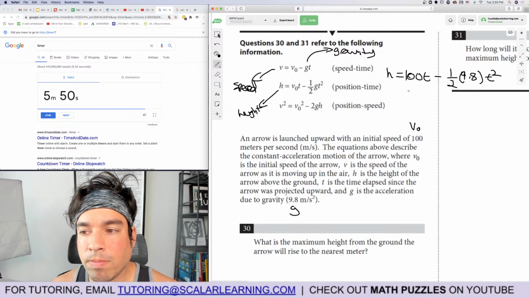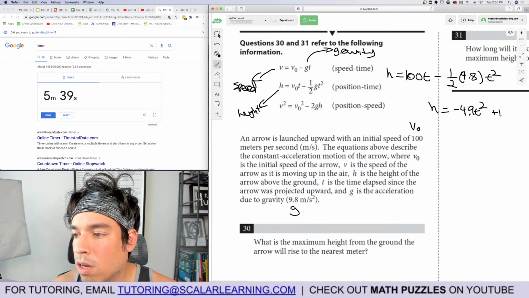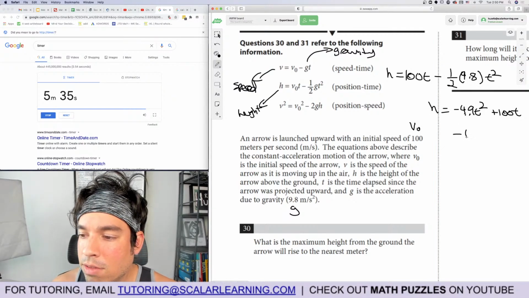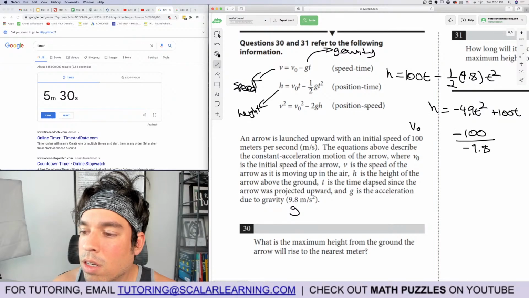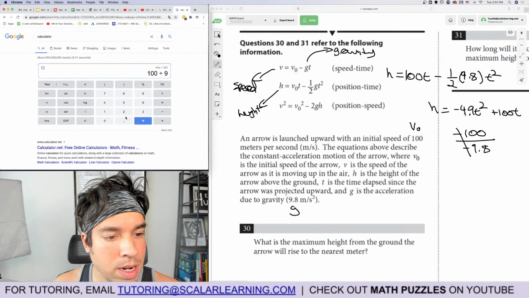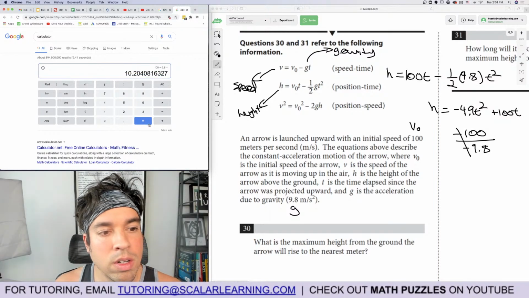And this is the equation. 1/2, and I'm going to rewrite this now. H equals negative 4.9 t squared plus 100t, right? The vertex occurs at negative b over 2a, which is negative 9.8. So if I plug this into this equation, I should get the max height. So 100 divided by 9.8, does it say to round? Yeah, nearest meter. So it's 10.2.